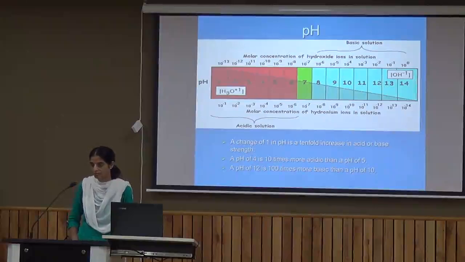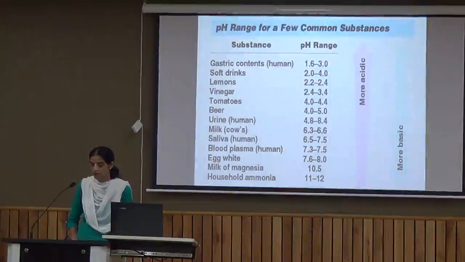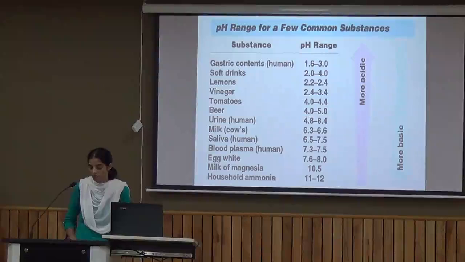7 is the neutral point, and then above 7 till 14, the basicity goes on increasing. So if we have two solutions, one with pH 11 and the other with pH 14, among the two, the more basic nature will be for pH 14. Then here they have shown you some pH values for different substances, which help us to find out that for a given solution, which pH range it will fall in.